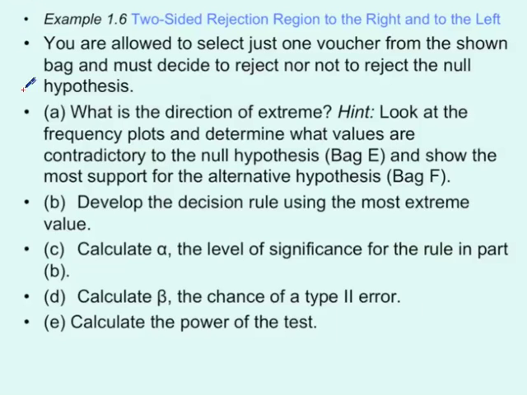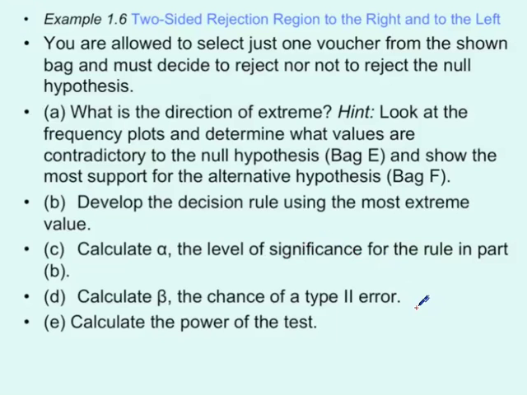So let's take a look at our questions. Once again, you're allowed to select one and only one voucher from the shown bag, and you must decide whether to reject or not reject the null hypothesis. So what is the direction of extreme? Well, we just talked about that. It is a two-sided direction of extreme here. I'm not going to type that up because I think we've pretty much got that dialed already.